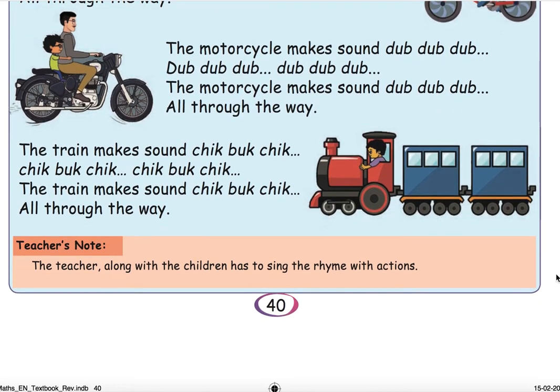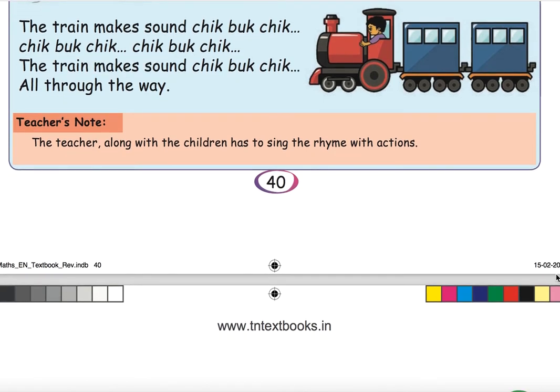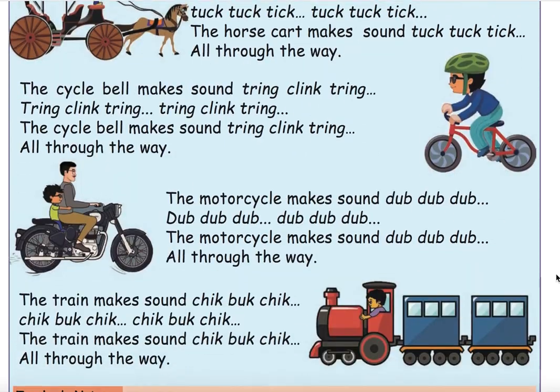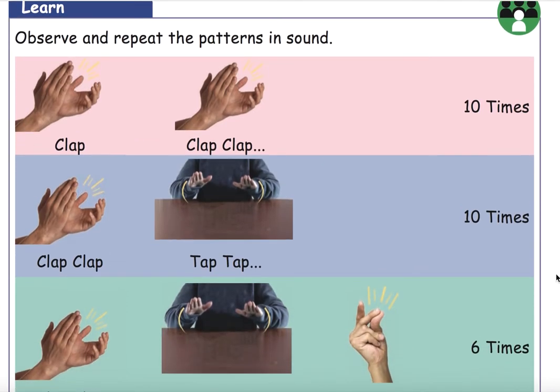The motorcycle makes sound tup tup tup. The motorcycle makes sound all through the way. The train makes sound. The train makes sound all through the way. Have you seen the sound patterns? Every vehicle makes a unique sound. Observe and repeat the patterns.